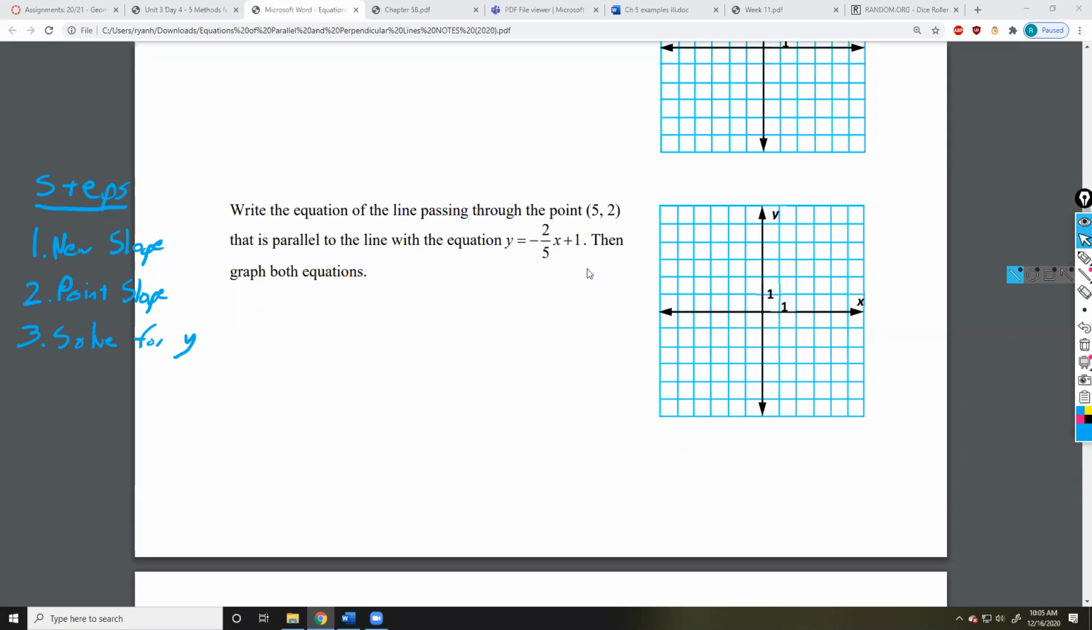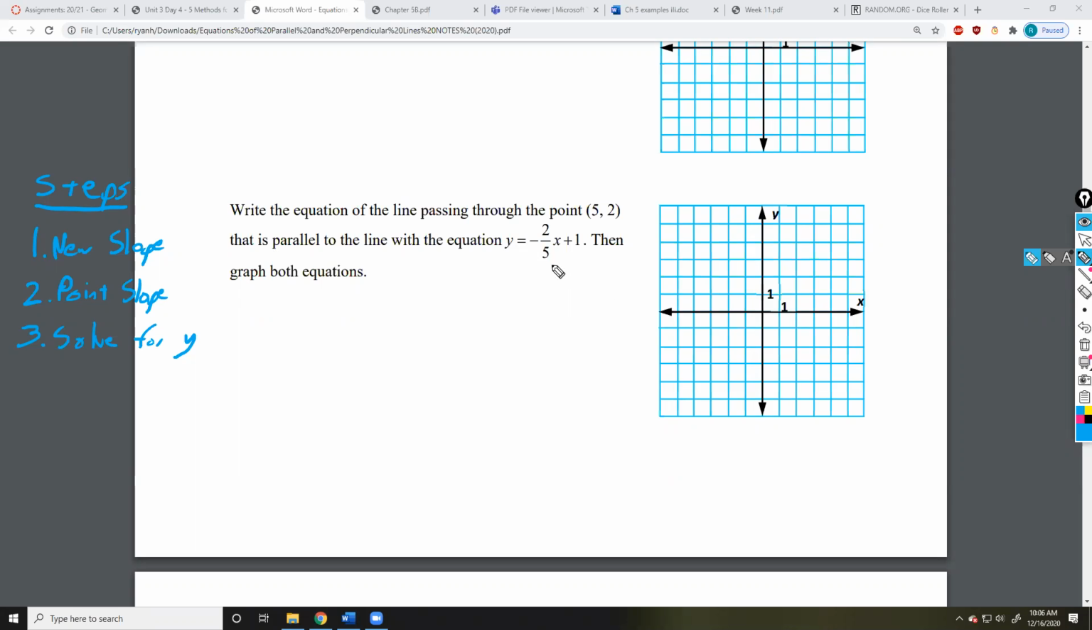All right, we're finishing up what we talked about on Monday, which is going through equations of lines that are parallel and perpendicular. So remember that our parallel lines have the same slope, and our perpendicular lines, the slopes are opposite reciprocals. Opposite, change your sign, reciprocal, flip your fraction.